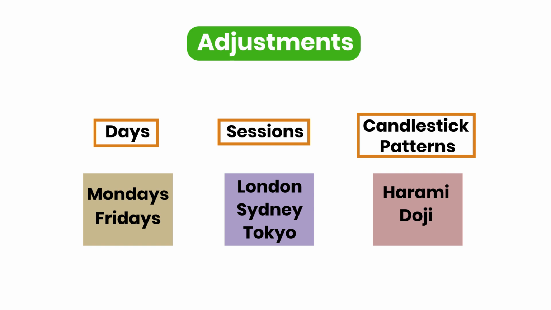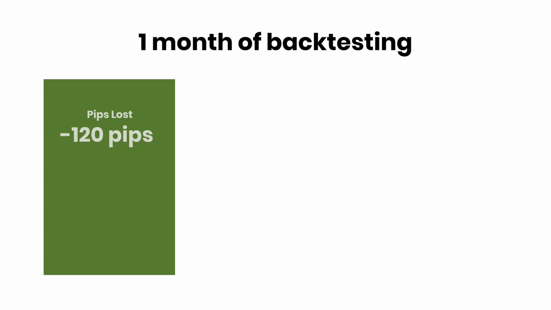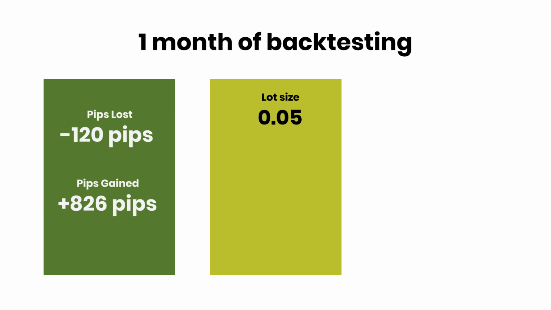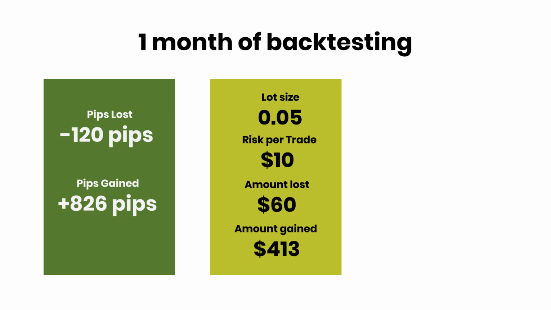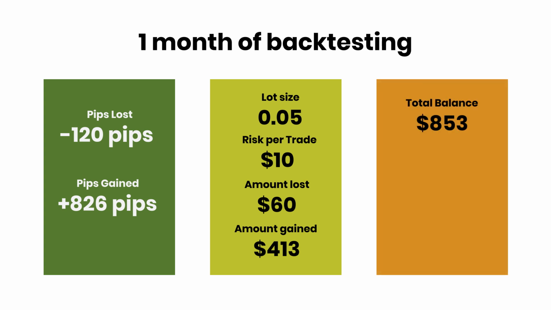After 1 month of backtesting my strategy, I realized that it's best not to trade after the close of the London session on Fridays. Even before a big news event like the Fed's interest rate decision, if I'm presented with an opportunity, I should enter the market. After hitting target profit in a trade, the next crossing that occurs shouldn't be traded until the second crossing. In total, I lost 120 pips and gained 826 pips. Using a lot size of 0.05 and risking $10 per trade, I lost $60 and gained $413. In total, I had $853, with $353 being the profit, gaining 70% of my capital in 1 month.